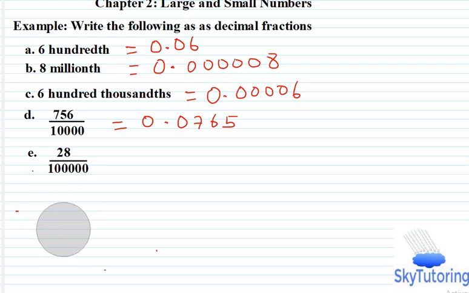Final example. Let's say we have 28. Let me just do this directly. Write my 28, then I move 1, 2, 3, 4, 5 places to the left or right? Left. So 1, 2, 3, 4, 5. So add my 0. This is how we write decimal fractions.